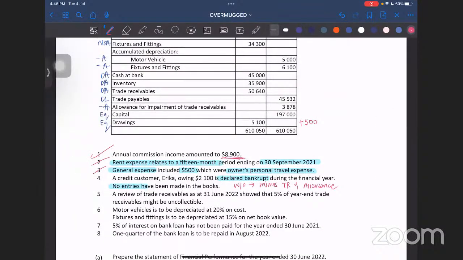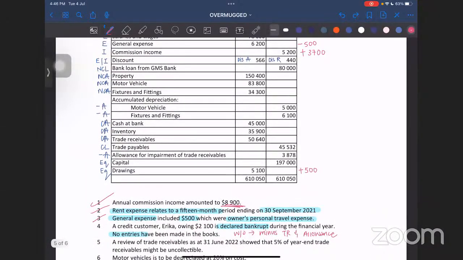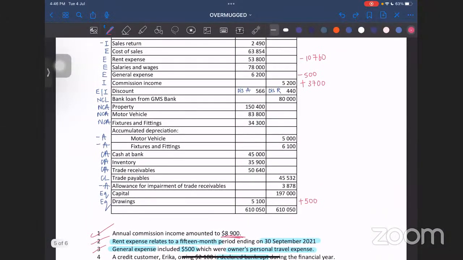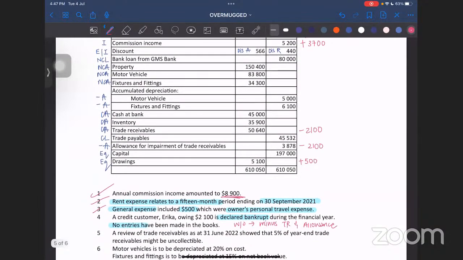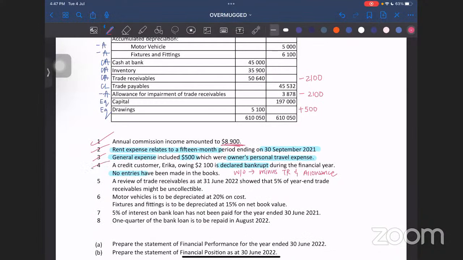So for here, 2,100. So I will minus for both. Trade receivable minus 2,100. Allowance also minus 2,100. Simple as that. Write off, minus, minus. Next, review of TR showed that 5% of trade receivable might be uncollectible. So this is the same chapter, TR chapter, where we will adjust the allowance.